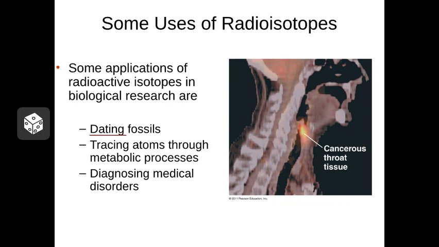Isotopes can also be used to determine the age of fossils. We can track individual molecules through a metabolic process. For instance, you can attach isotopes to glucose and see where the glucose travels inside the body. And as I said before, for diagnosing different medical disorders. So we use radiation quite a bit in science, and it's very useful. It just has to be used carefully in order to be used safely.